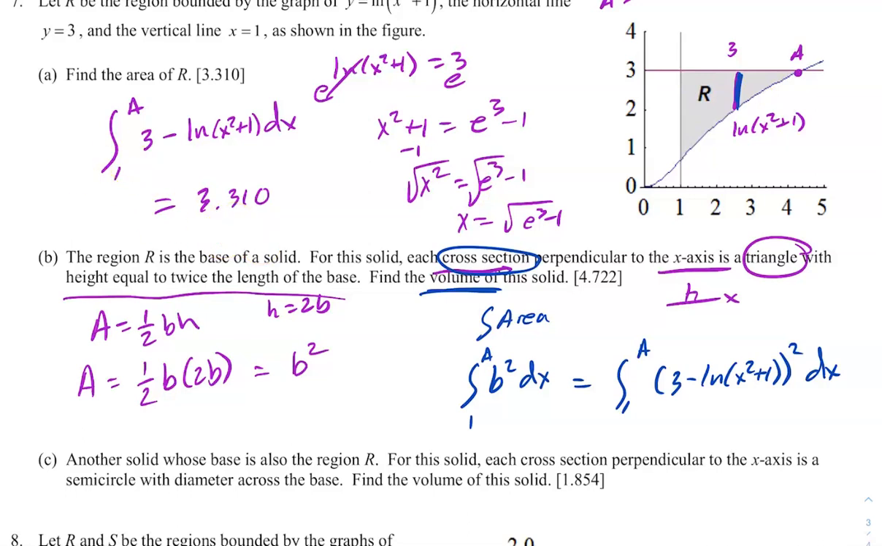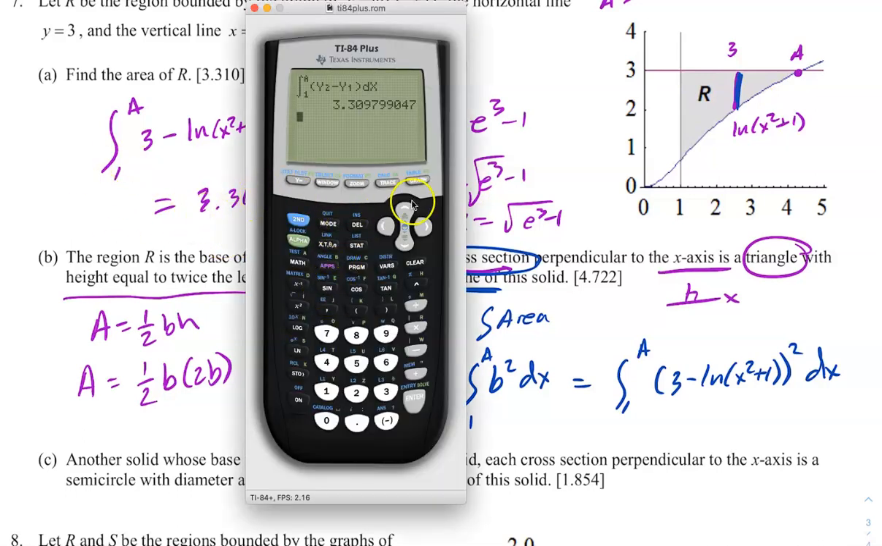So my calculator, if I was going to do that, I wish I could probably just copy and paste it, but math 9. I'm going to go from 1 to a. And then in here, I'm going to put parentheses. 3 minus, I'll put y1. Close parentheses, and now I'm going to square it because that's the whole thing squared. And dx. And I should get 4.72. And there we go, 4.722.